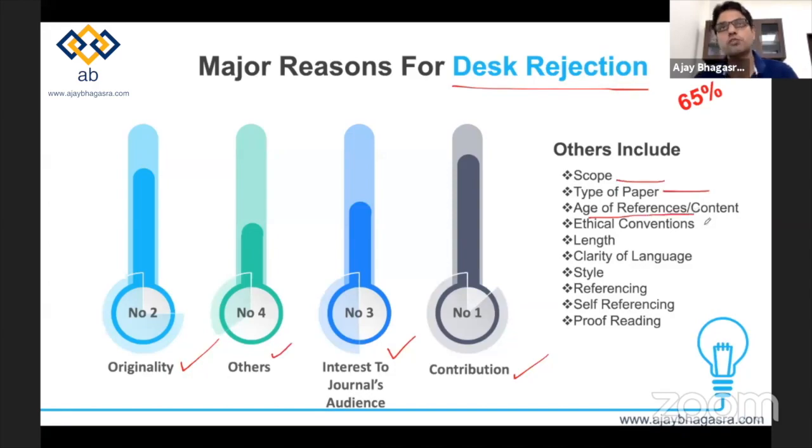You are submitting in 2020. The latest reference that you have given is from 2010. Doesn't make sense. Good 10 years have passed since then, right? So that is a problem. Ethical conventions, length of the articles, clarity of language, style, referencing, self-referencing, proofreading.